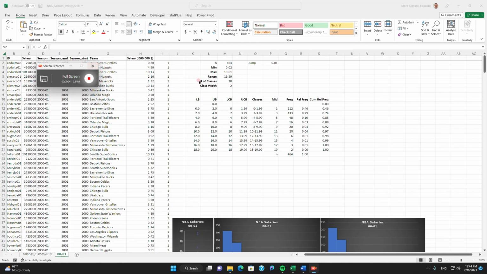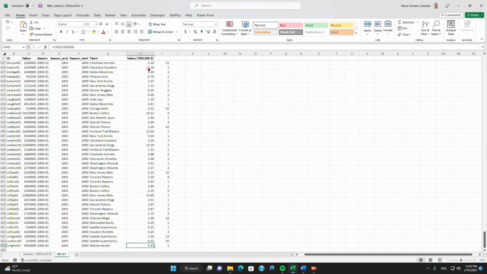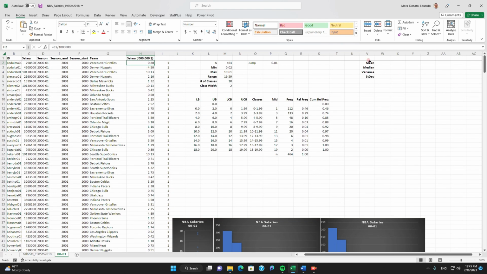Okay, so now I have my data here. I'm now going to calculate some descriptive statistics. I'm going to do the mean, the median, the variance, and the standard deviation. Now I'm going to calculate these four from the data. Okay, and later I'm going to calculate these four as well from the table.